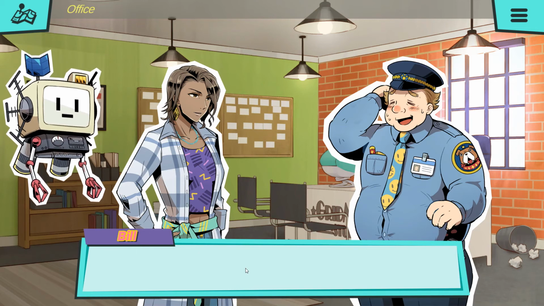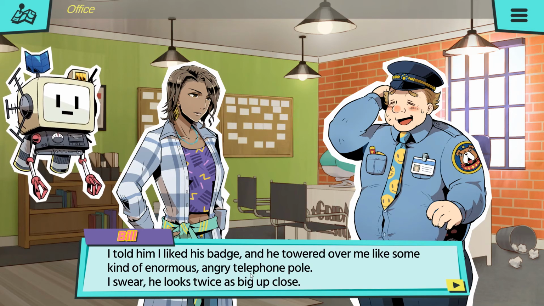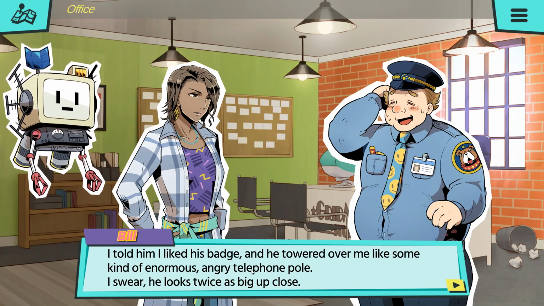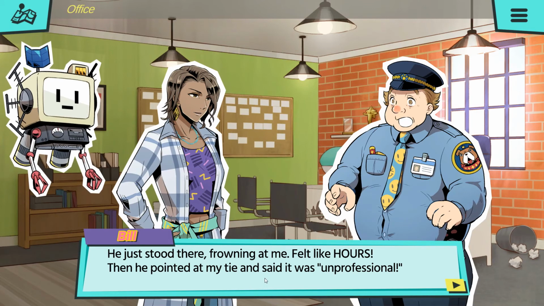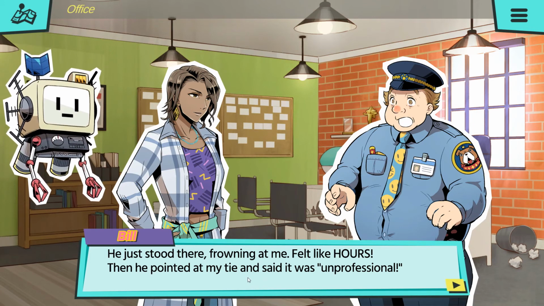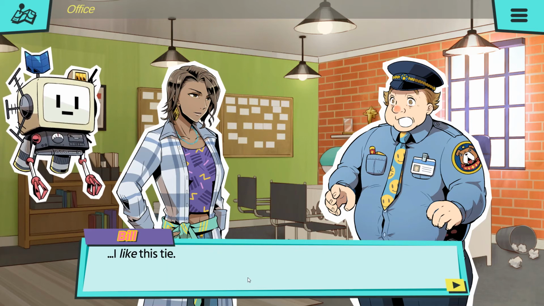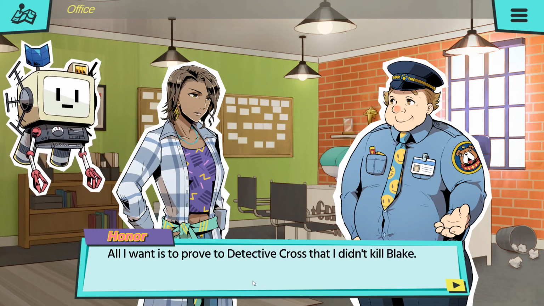Honestly, he's kind of scary. I told him I liked his badge and he towered over me like some kind of enormous angry telephone pole. I swear he looks twice as big up close. He just stood there frowning at me. Felt like hours. Then he pointed at my tie and said it was unprofessional. I mean, it is. I like this tie. Fair enough. All I want is to prove to Detective Cross that I didn't kill Blake.